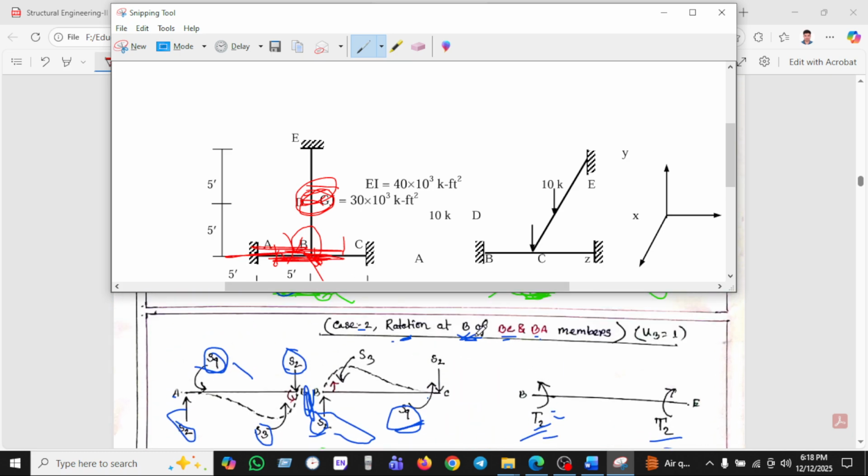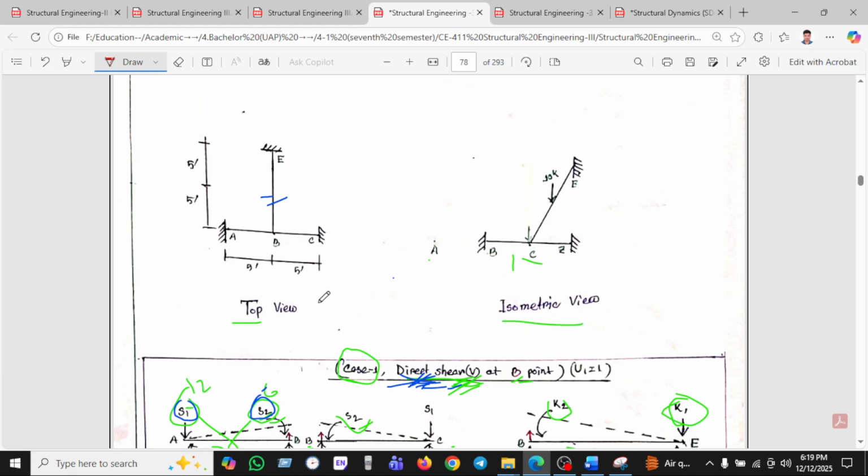As in case 2, we have a rotation at point B, with members BC and BA as the rotational members. So the torsion will be in the opposite member, that is BD. That's why BE will be the opposite. So you have to keep this in mind, because if you miss this, you cannot go ahead. I'm just saying again, this is the isometric view.